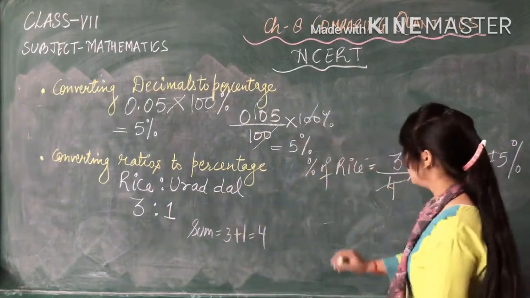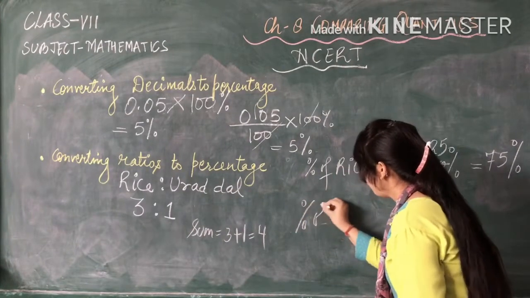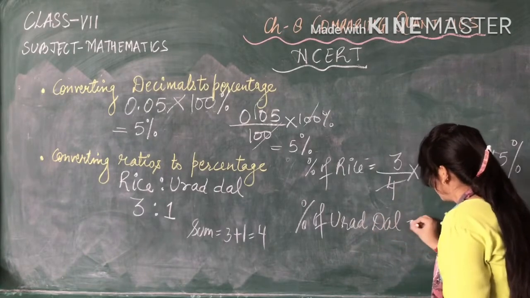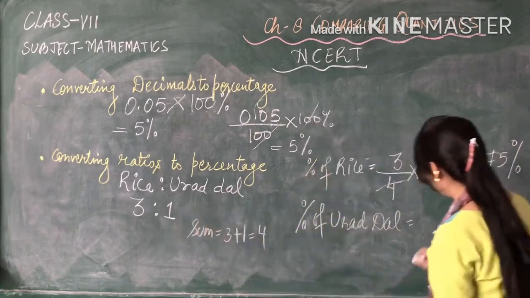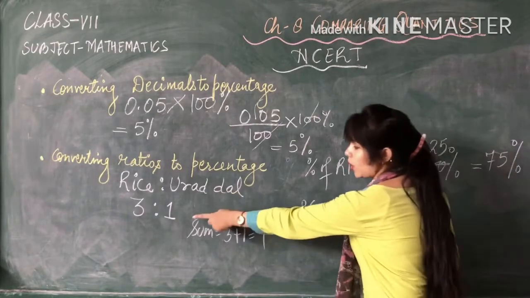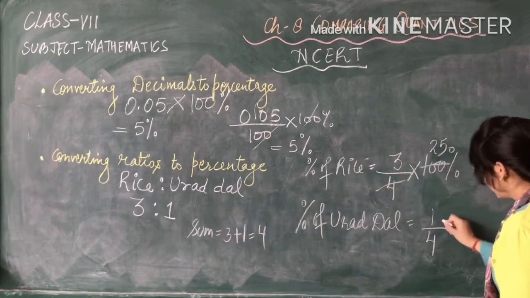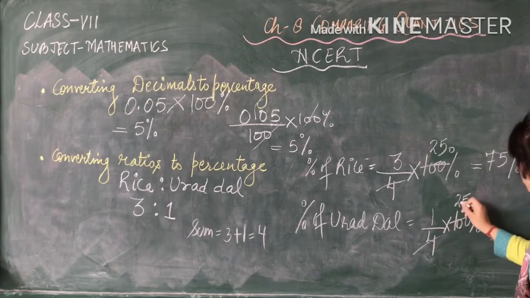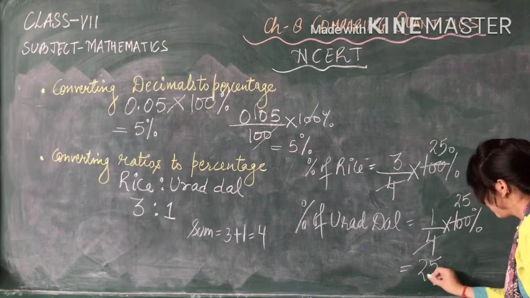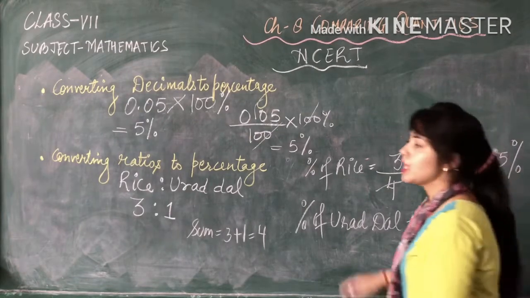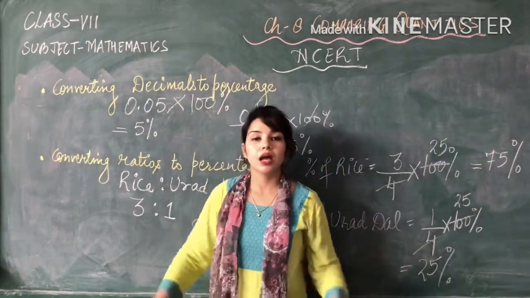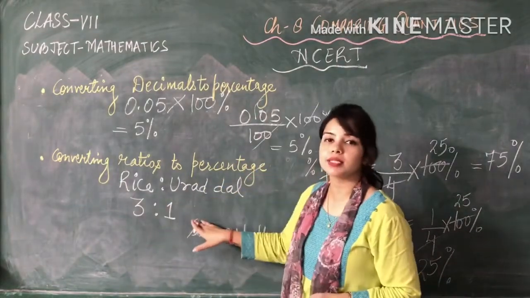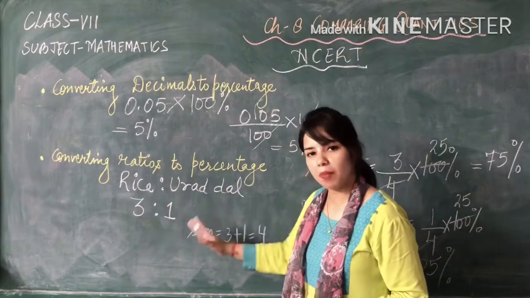Now for the urad dal, percentage of urad dal. Now what is the ratio for it? 1. There is one part of it. 1 part of urad dal upon total is 4 into 100%. 4 25s are 100, so 1 into 25 is 25%. This is how we convert the ratios into percentage. First of all, we will do the sum of the parts and then find for each part.